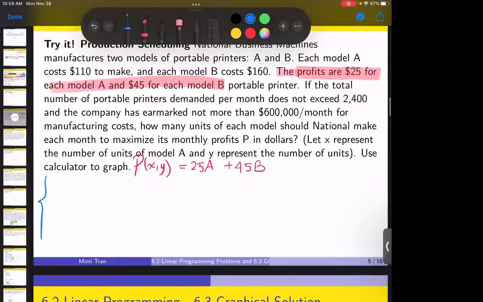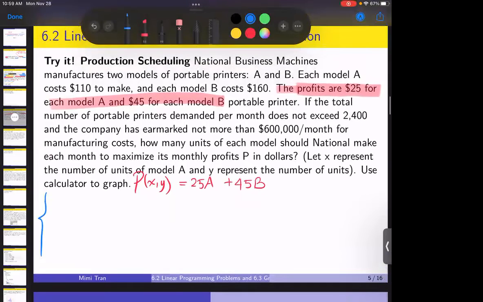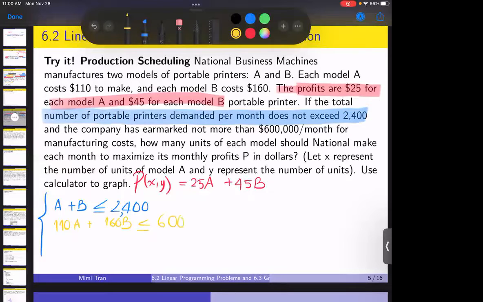Anyone want to come up with something? Very good. I hope everybody sees where it could come from. Right there. And then? Is it 160B less than or equal to 600,000?